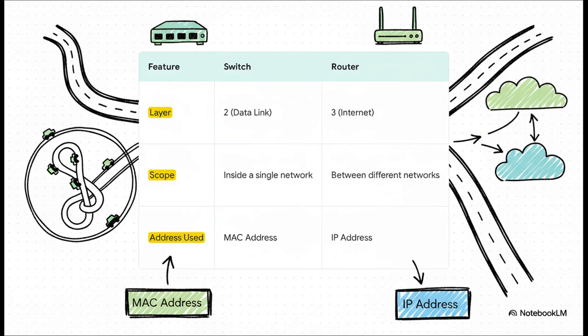So let's break that down one more time. A switch manages traffic inside a single network using those physical MAC addresses. A router, on the other hand, directs traffic between different networks using logical IP addresses. Here's a great way to remember it. The switch is the local mail carrier for your neighborhood, but the router is the major postal hub that manages the entire global highway system.